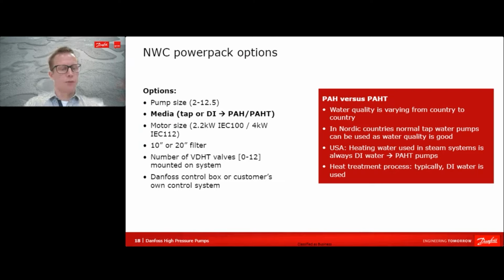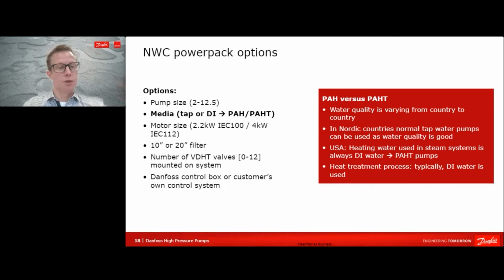Right, so you have different selections that you can do. Of course, there's the type of pump, which is determined by the need for water and for flow. Depending on the media, as mentioned, you would either go with the PAH or the PHT. They are from the outer dimensions the same, so that's not an issue, but one is for tap water and the other one is for DI water. You have different motors depending on how much flow and how much pressure you need, and we have different options for filtration.